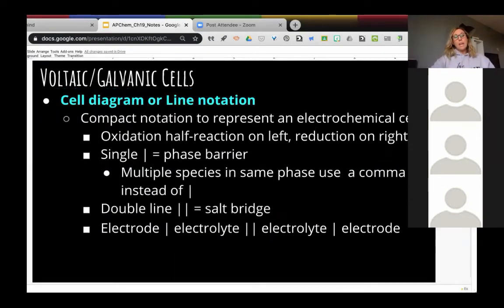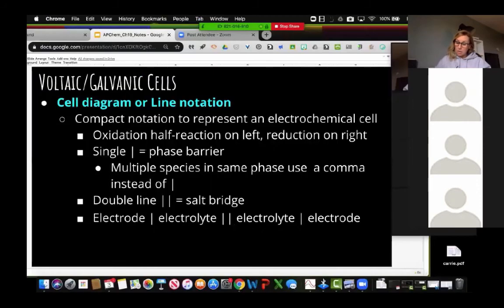There's another way that you can notate this, and some textbooks include this, some don't. It just kind of depends on how the author decides to add this in here. So I like to add this in here just so that you see another way to notate it. So there's something called cell diagram or line notation. What it does is it kind of gives you an overview of what's going on in that voltaic cell by using kind of a shorthand notation. So when you use this line notation, the oxidation half reaction goes on the left, reduction goes on the right.